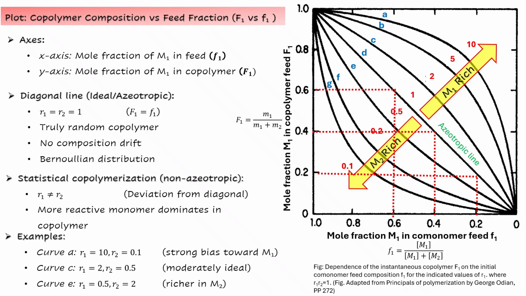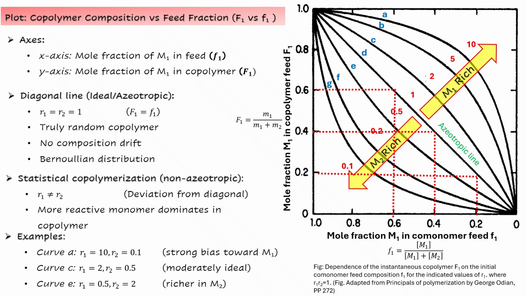Let's consider another curve for further clarity. In case of curve C, R1 is equal to 2 and R2 is equal to 0.5. So again R1 into R2 is equal to 1. Here the difference in the reactivity is not too large, but monomer M1 will still appear more than monomer 2 in the copolymer composition. This behavior is sometimes referred to as moderately ideal, since the copolymer will be more random than the one discussed before.